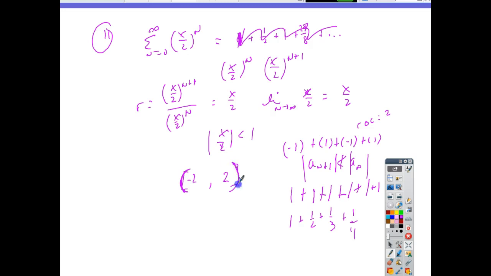So that's divergent, so I use a curved bracket there. So my interval of convergence is from negative 2 to 2, not counting negative 2 or 2. Got it? Can do it? All right, let's see how far we get. Everybody start doing 13 through 31. Let's go.